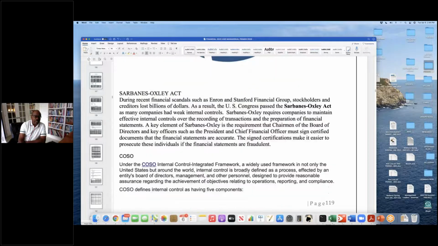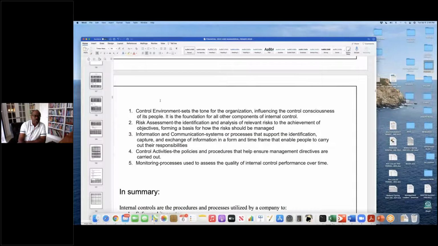They've got some things that they look at in terms of the environment. So they say for an environment, what's the tone of the organization? In terms of awareness. So do people feel that we're supposed to be following appropriate procedures and protecting company assets?